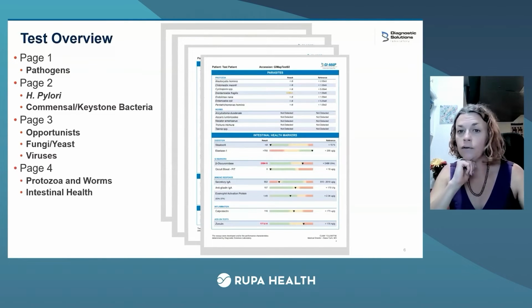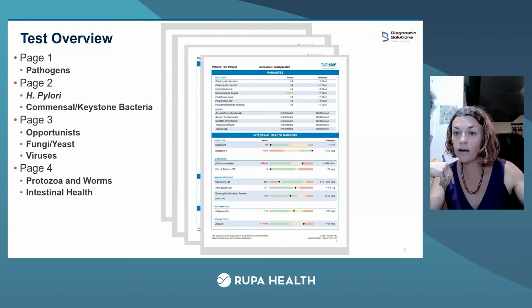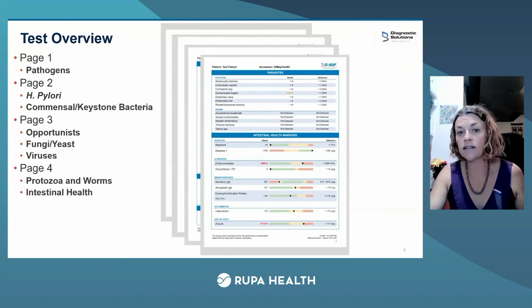Page 4 includes our non-pathogenic protozoa and worms. So remember, we do have pathogenic parasites on page 1. This set is our classified, these organisms are not classified as pathogens. There's various utility in using these markers and it always involves symptom assessment. We can see them sometimes in asymptomatic conditions, but we, of course, often see them when they're a root cause of chronic digestive health issues that haven't been uncovered for decades. We see this all the time. So that's a nice feature of the test.